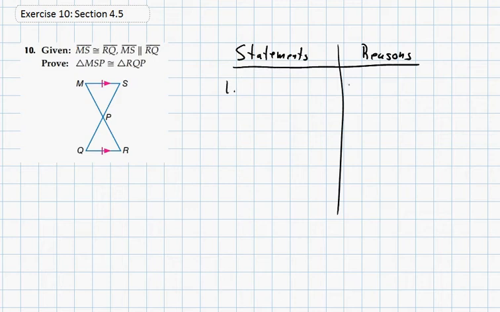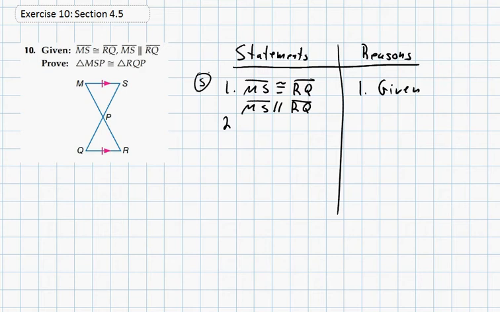We always start with the first one. That's our given. And MS is congruent to RQ. And MS is parallel to RQ. They've already marked it, but if they didn't mark it, you would have had to go and do that. So we want to use that information to go ahead and, by the way, we've already shown one side. We want to use that information to help us find some other things.